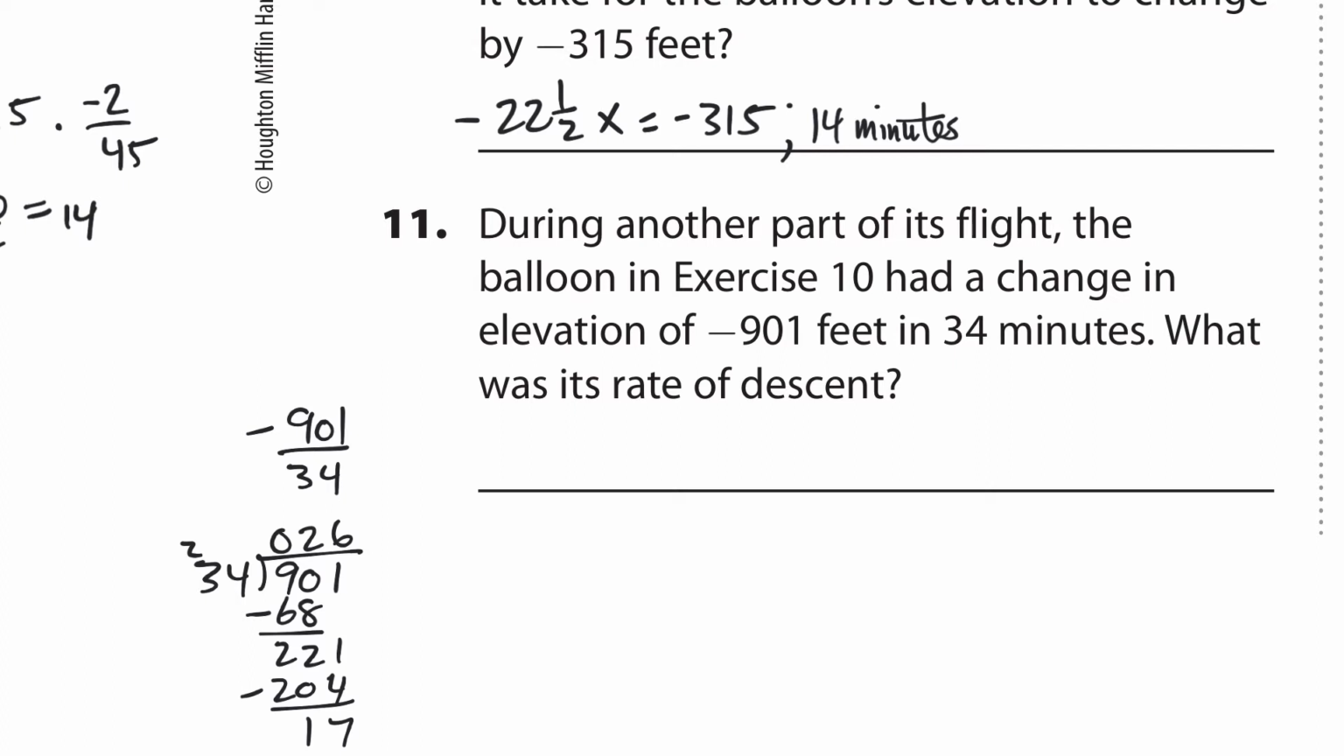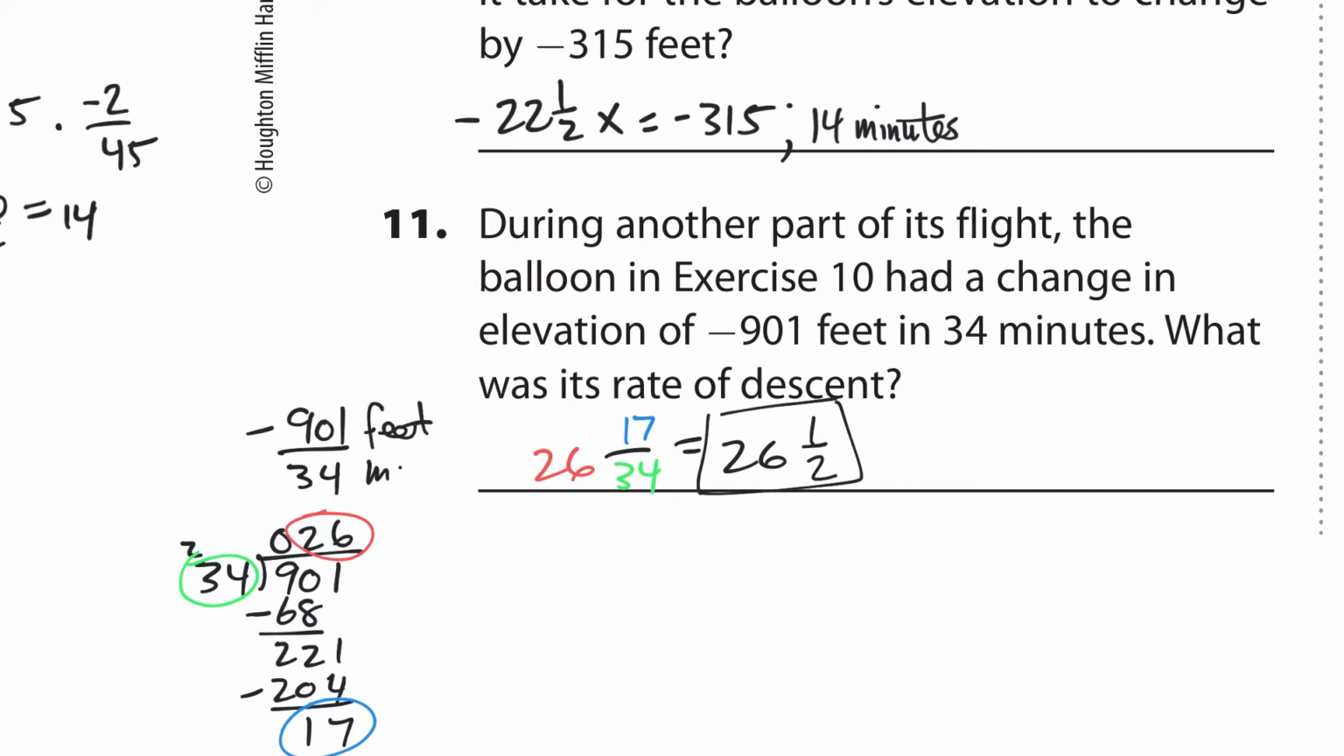And that's it. So this right here is the 26. This is the numerator, over 34 is the denominator, which is equal to 26. 17 goes into 34 2 times, so it's 26 and 1/2. Yeah, 26 and a half feet per minute, right? It's a rate. See, this was feet and this was minutes. So the rate then is 26 and a half feet per minute.